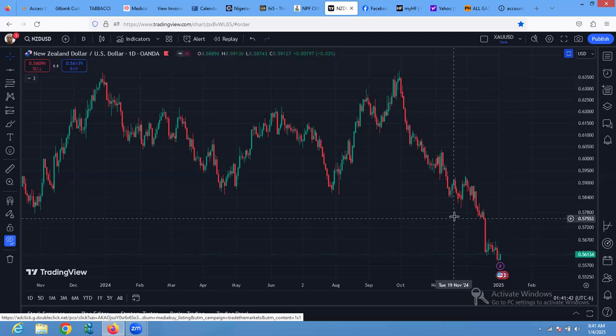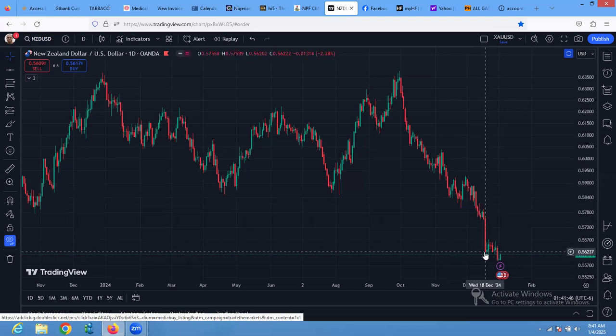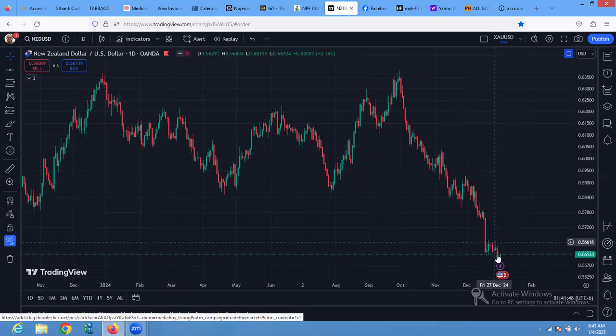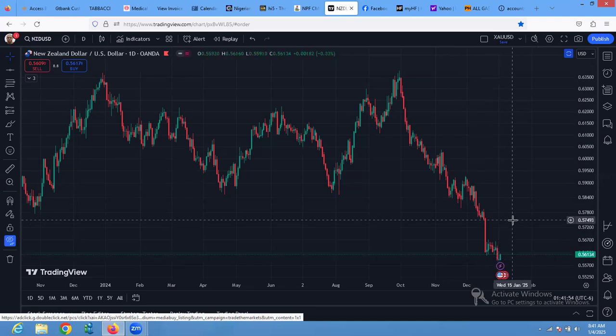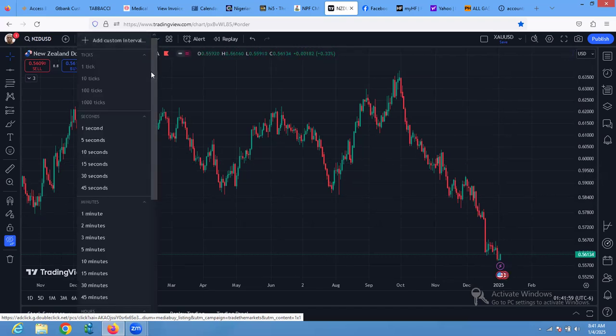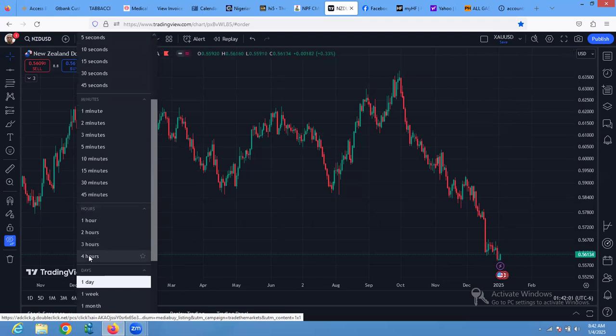For me, it looks like we've done a 1, 2 here, a 3, a 4, and a 5 here. So having done that, we might be looking for a fourth wave structure before we come to the downside. Let me go inside a 4-hour time frame to explain what I meant.